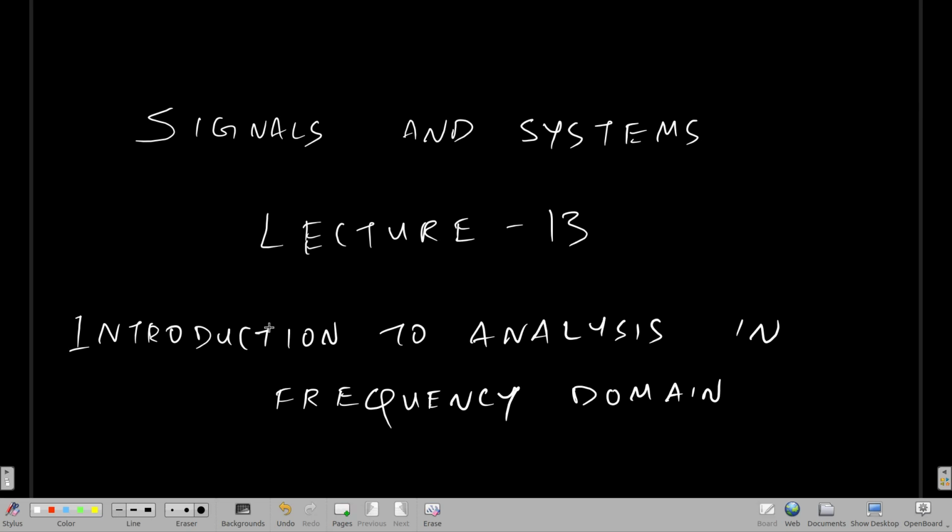So in this lecture we'll be moving on to frequency domain analysis of both signals and systems. Till now, everything we were doing, we were dealing with in the time domain. We were seeing the different properties of signals, systems, everything, all in the time domain. And now let's move on to the frequency domain, right?